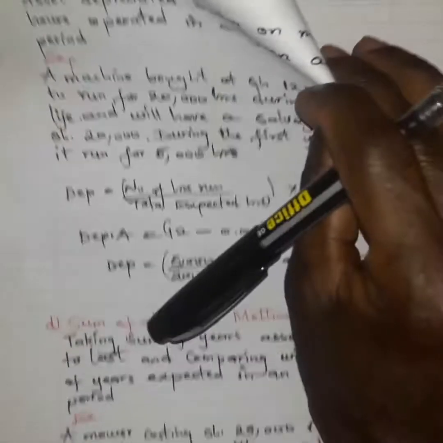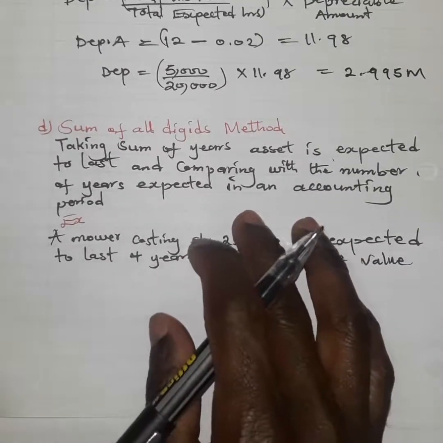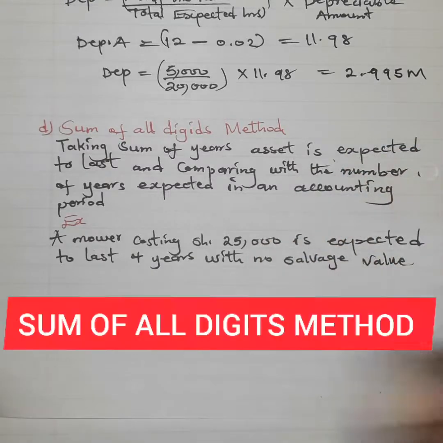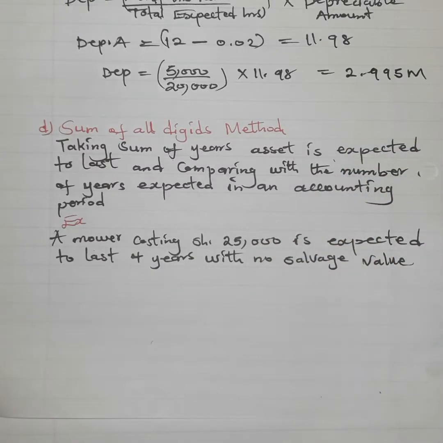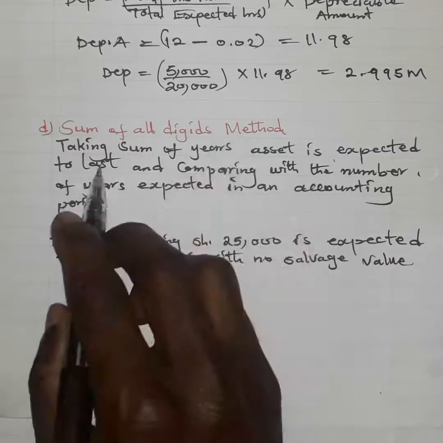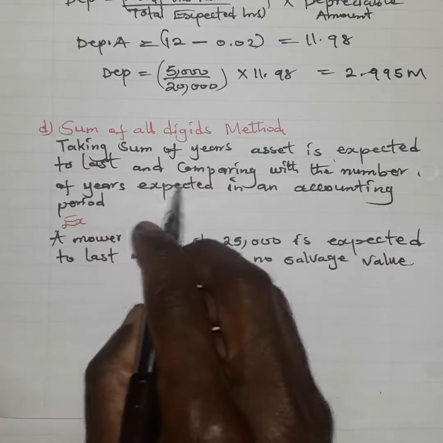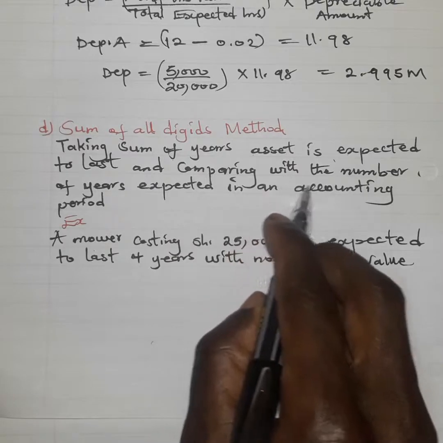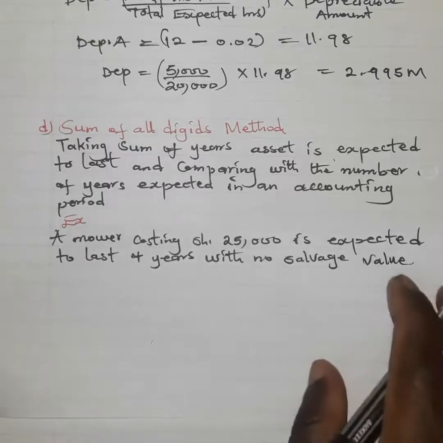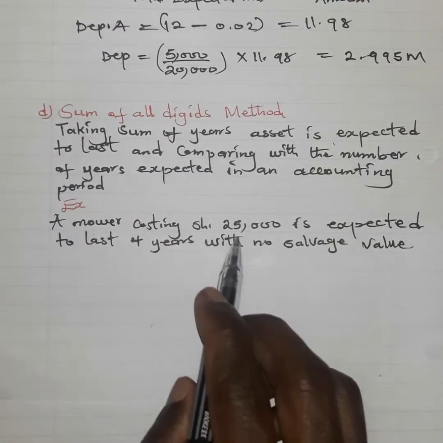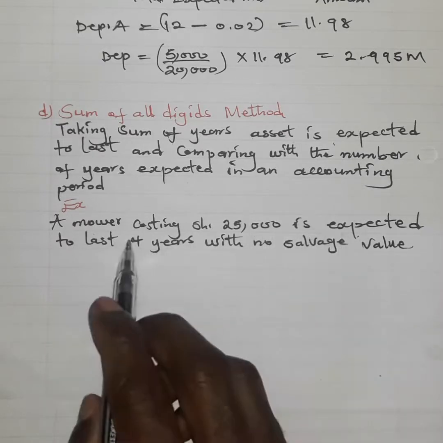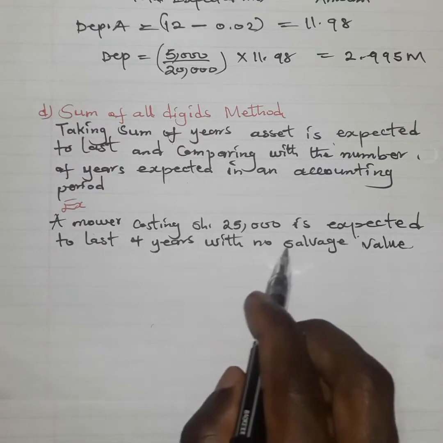And then we go to the fourth method of charging depreciation, which is the sum of all digits method. Now this is a special type of method whereby we take the sum of years an asset is expected to last and compare it with the number of years remaining in an accounting period. And you can illustrate that in our example here. A mower costing 25,000 is expected to last for 4 years with no salvage value.